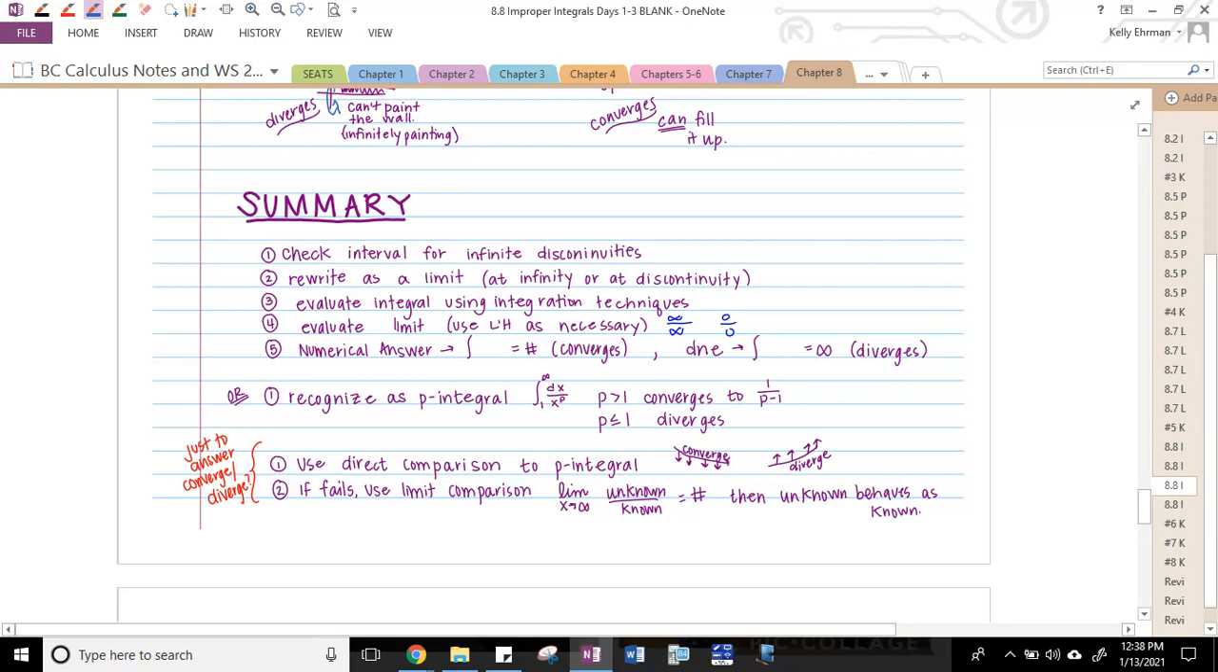You may need to rewrite something as a limit at infinity or at the discontinuity. So if you do have an infinite discontinuity, or if one of your upper or lower limits is infinity or negative infinity, you have to use limit notation. We're still using all of our integral techniques, so that's the reason this chapter started off with, hey, let's just throw everything at you and try to remember when do you use u sub and when do you have an arctan or something like that.